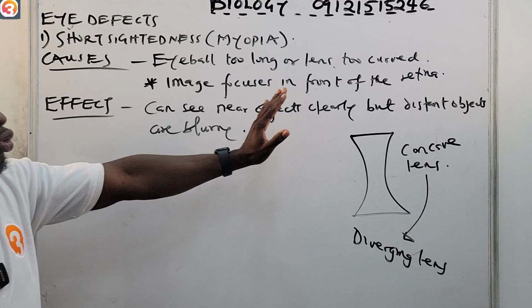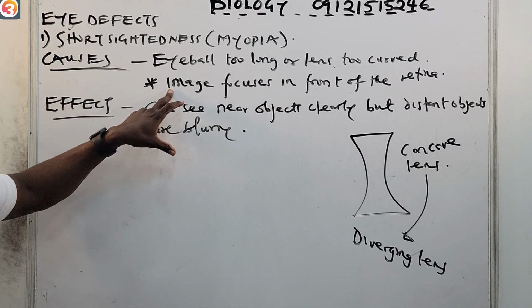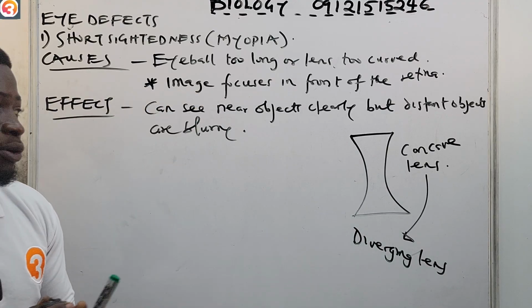Eyeball too long or lens too curved. That is what causes it, and the image will focus in front of the retina. The effect is that you can see near objects clearly, but distant objects become blurry.